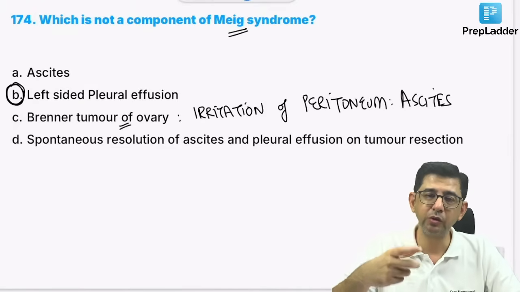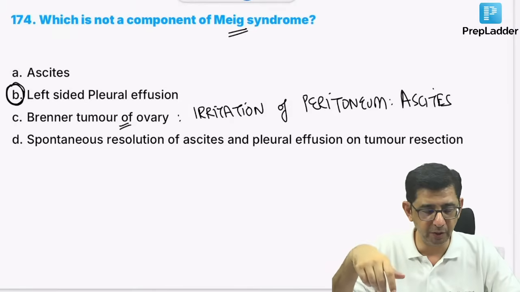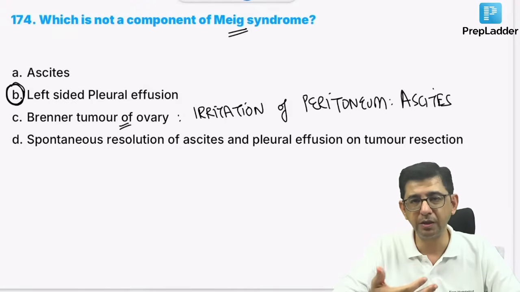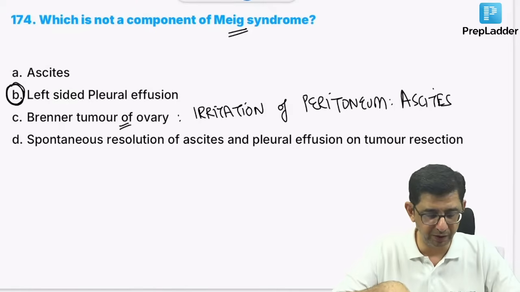The transdiaphragmatic holes are more common on the right side as compared to the left side. So that's why there is the right-sided pleural effusion that is mentioned here. The peritoneal cavity and pleural cavity are in communication, and that is why we get a right-sided pleural effusion, and here it is written left-sided.